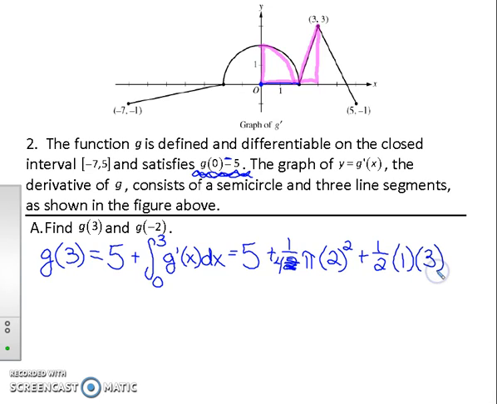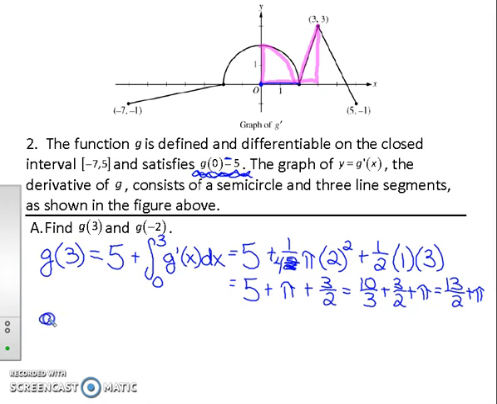The height is 3. So then our calculations are going to be 5 plus, all this becomes a pi, and this becomes 3/2. So you could leave your answer like that, or if you want to, 5 is 10/2 plus the 3/2 plus pi gives us 13/2 plus pi.